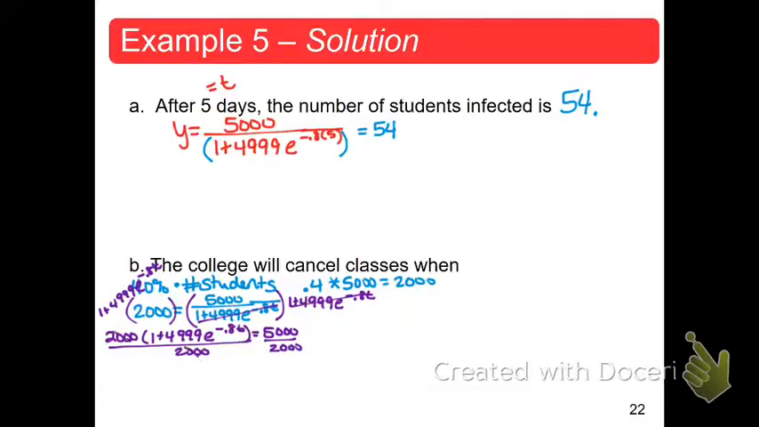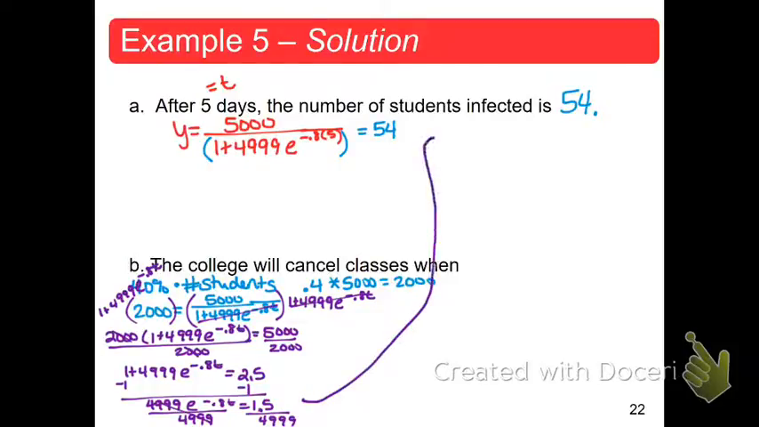So my 2,000 is gone over here, and I get 1 plus 4,999 times e to the negative 0.8t equals 5,000 divided by 2,000, which is 2.5. Then we're still slowly working our way in to get e by itself, so let's move that 1 over. So we got 4,999 e to the negative 0.8t equals 1.5. Still need to get e by itself, so let's divide both sides by that 4,999. And I'm out of room here at the bottom, so I'm going to bring it up to the top because we have lots of room up here.